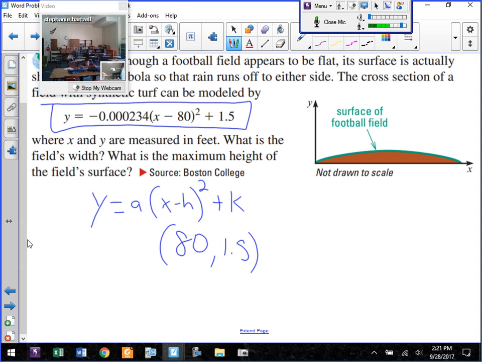Now, according to the problem, X and Y are measured in feet. Which one is going to be the width of the field, the X or the Y? The X. What's the Y then? The height. What's the maximum height of the field? It's 1.5 feet. Also, if this is at 80, that means the axis of symmetry is at X equals 80, isn't it?